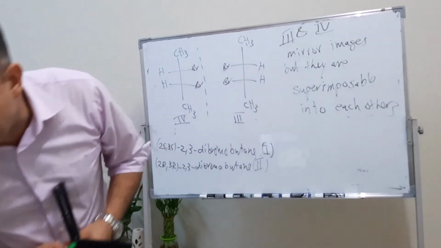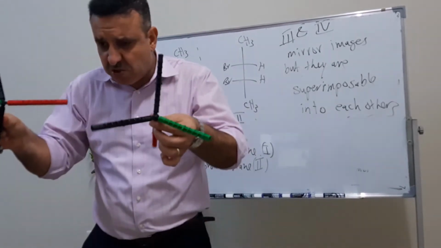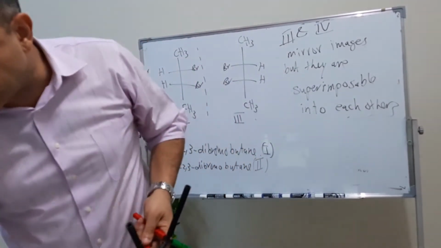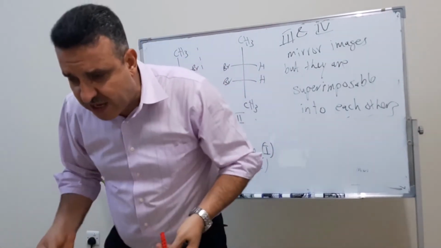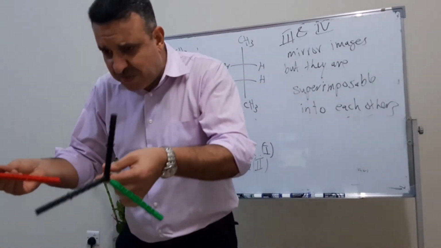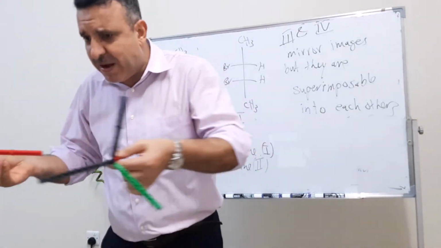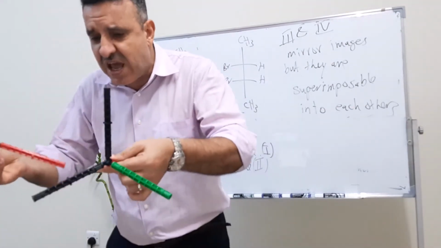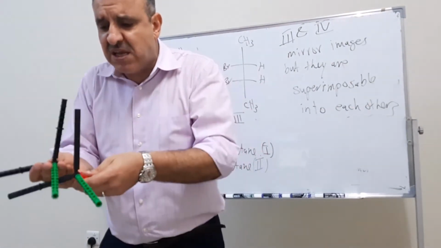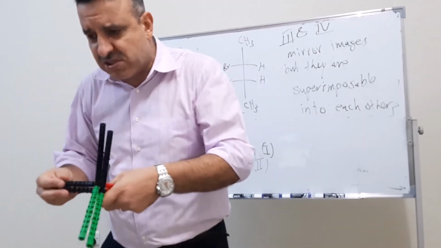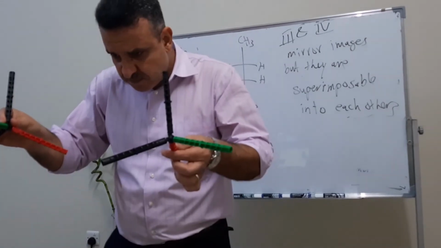What's the relationship between these two? What do you call them? And if I ask you to just define the relationship between these two objects, what would you say? Would you say they are enantiomers, they are stereomers, they are the same compound, they are different? Again, they are mirror images, but they are superimposable into each other. What do you say about these two things?